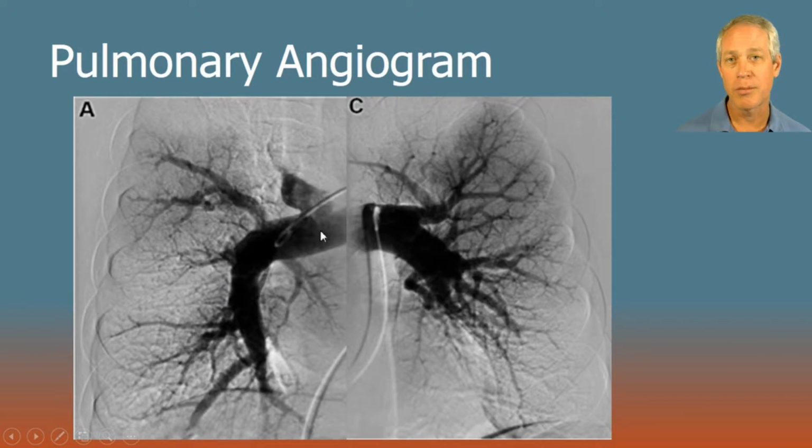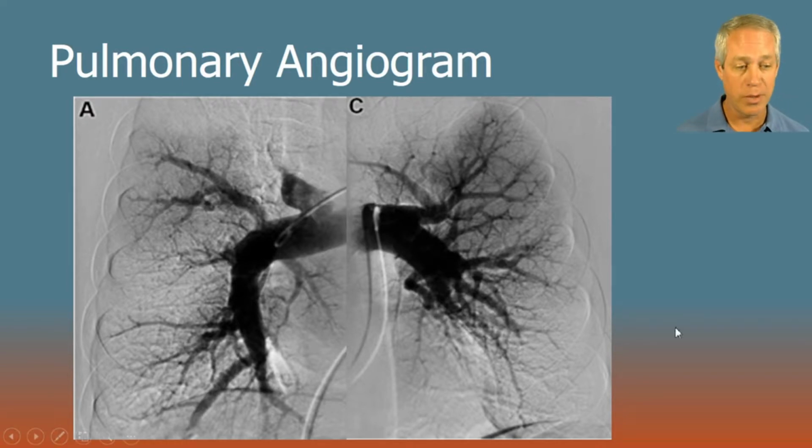So a CT angiogram uses just IV contrast administered in a peripheral IV, and it just sort of finds its way into the pulmonary vasculature. CT scan slices are taken transversely through the patient's lungs, and usually coronal and sagittal reconstructions are made so you can locate where the clot is.